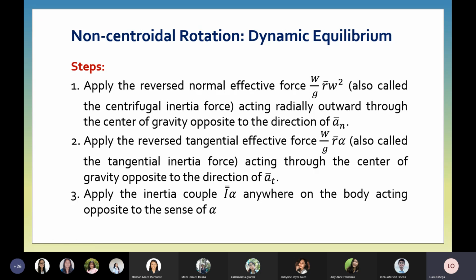So inertia force is always opposite to the direction of motion. Apply the inertia couple I alpha anywhere on the body, acting opposite to the sense of alpha.